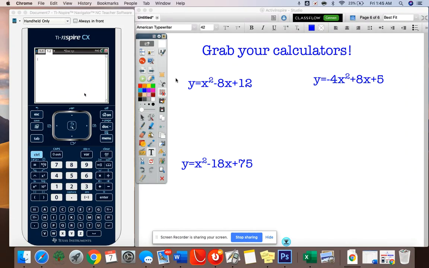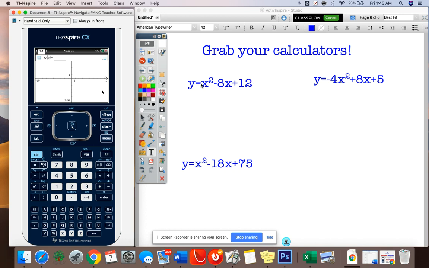Now let's focus on how we can use our calculators as a tool in helping us find these key features. First, hit your home button and start a new document. Say you do not want to save, and then add a graph screen. Once you're on the graph screen, let's look at this first equation, y equals x squared minus 8x plus 12.